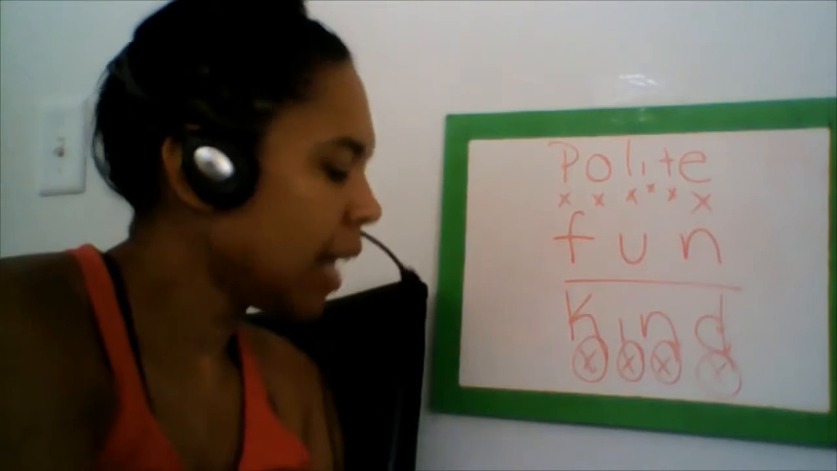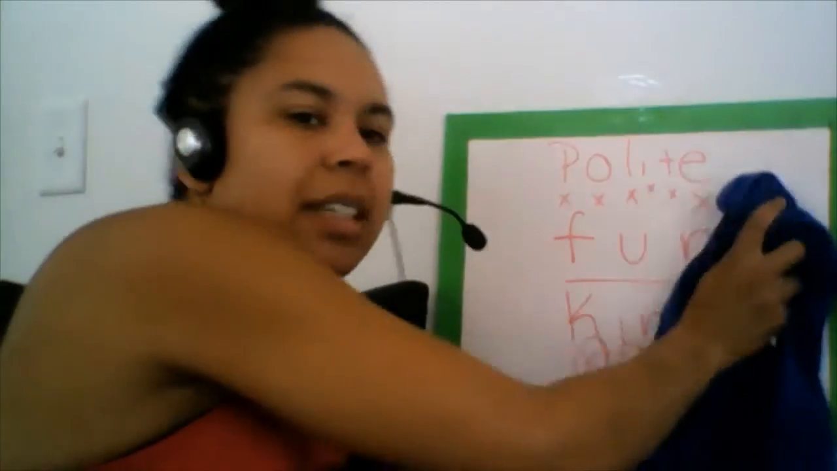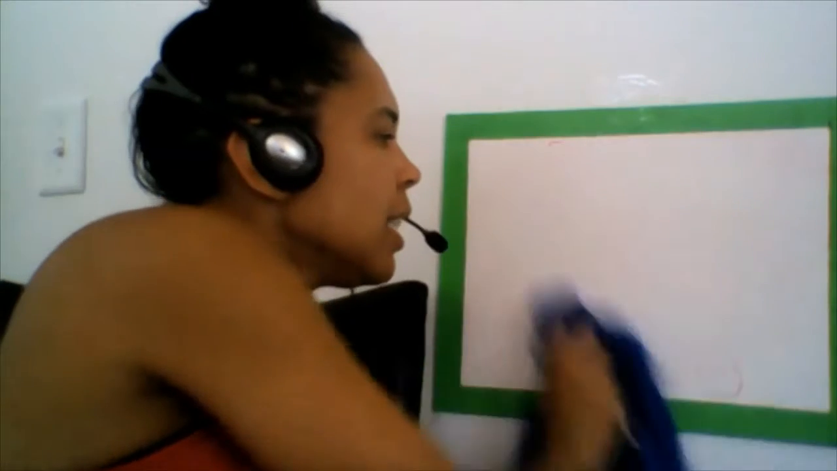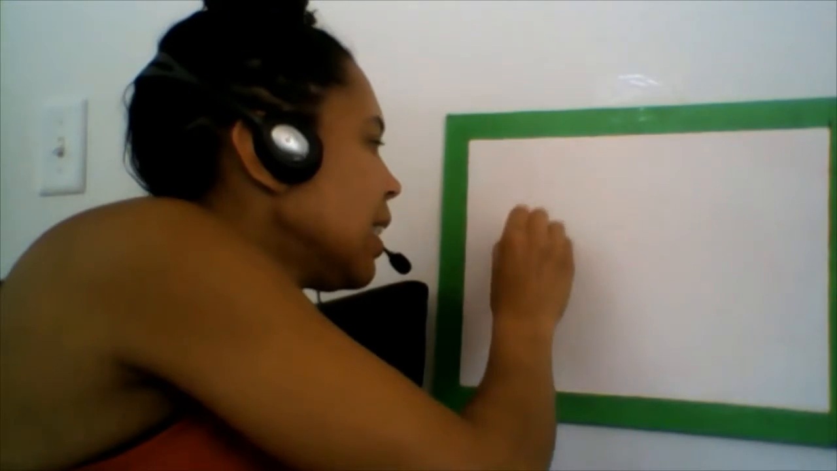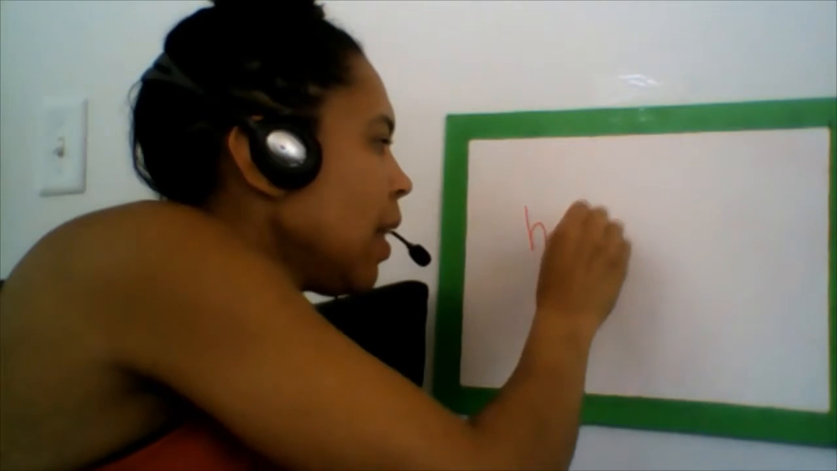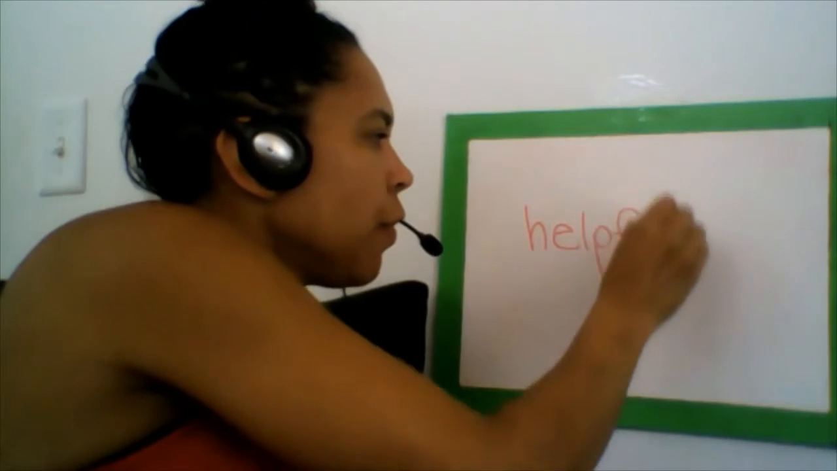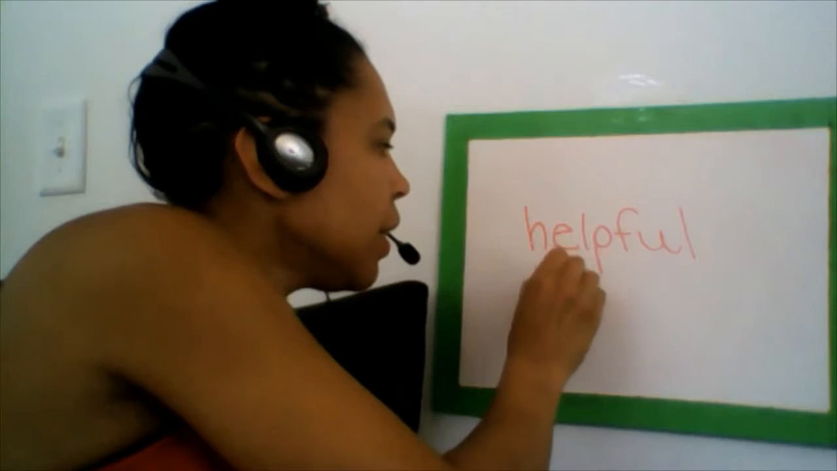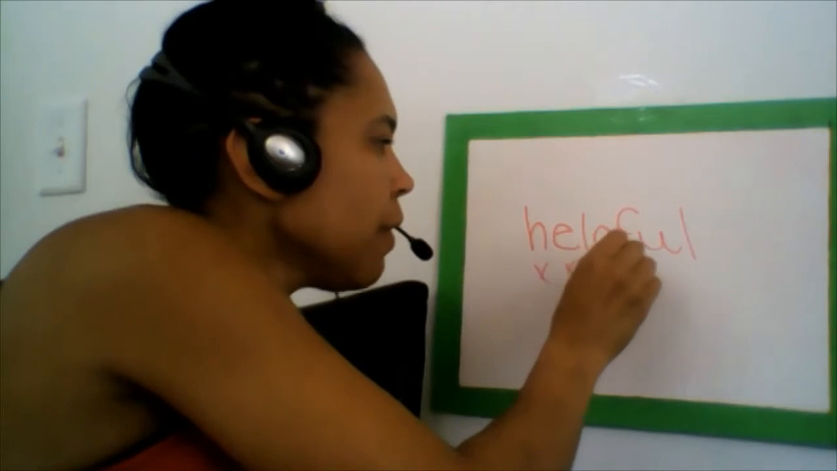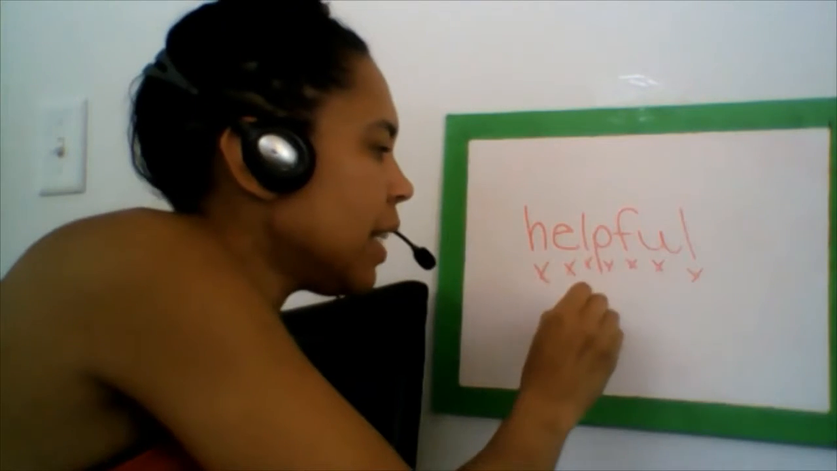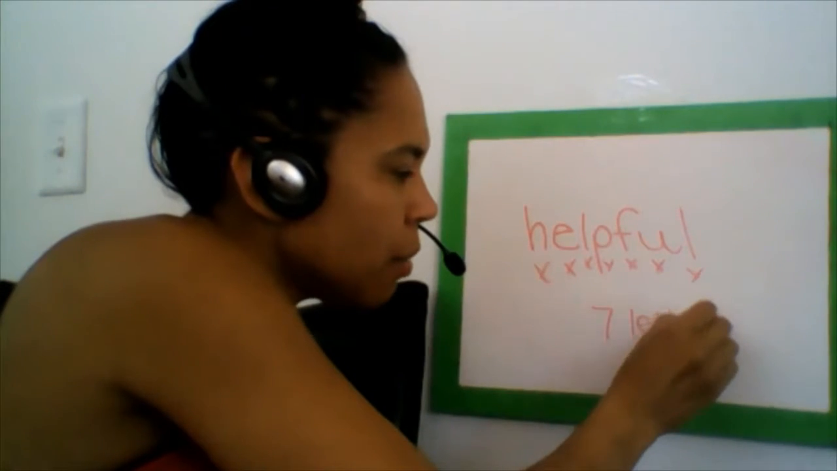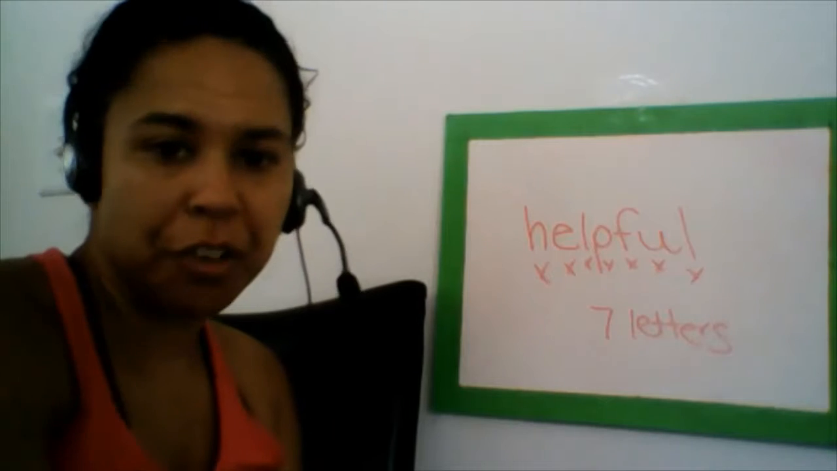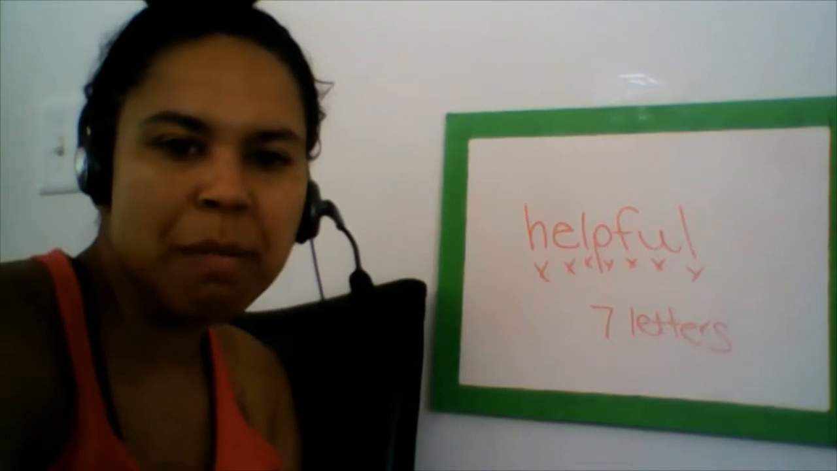Helpful. Polite had 6 and helpful has 7. Helpful. 1, 2, 3, 4, 5, 6, 7. 7 letters. Helpful. And we have one more page.